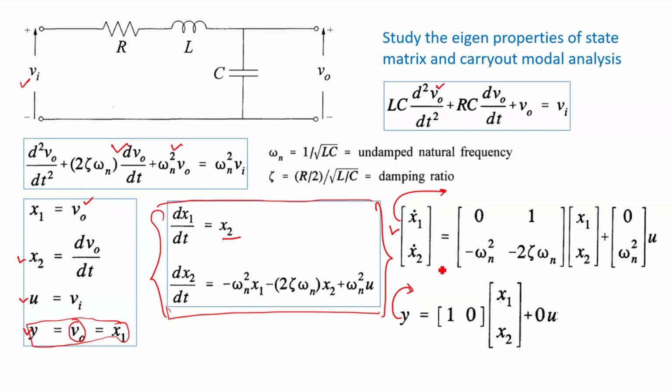So now we can see the A matrix. This is your A matrix. This is your B matrix, right? And this is your C matrix. This is your D matrix. D matrix is 0, right?